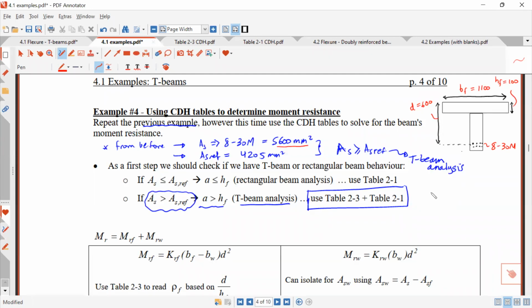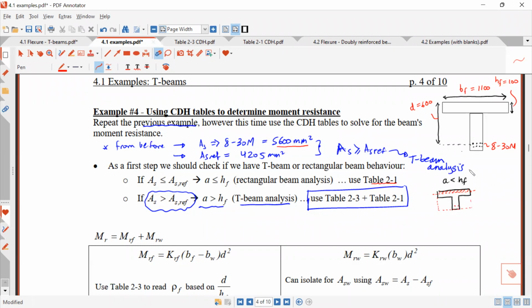Okay, so when you do this concrete design handbook method, there's two situations. The first situation is if A is smaller than HF, right? If A is smaller than HF, this neutral axis depth is going to fall within the flange like this. In that case, it's like you're analyzing a very wide rectangular beam like this, because the compression zone is what's important for the concrete, right? Below the neutral axis, whatever's in the concrete is not so important. So in that case, you would analyze this just using table 2.1 like we saw before.